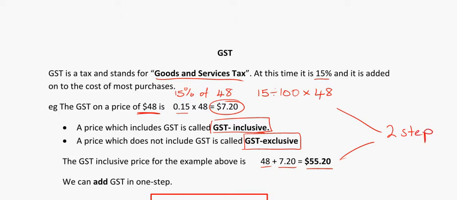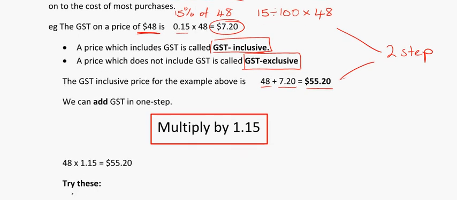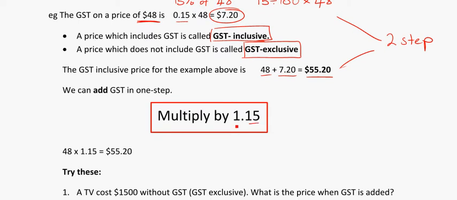Now we can do it in 1 step, just like we were doing in the other video when we're increasing by a percentage. We can just take the 0.15, put a 1 in front of it, and that will find the 15% and add it on automatically in 1 step. Okay, so let's see the above example. $48 times 1.15 and you get $55.20. So you go straight to the answer.